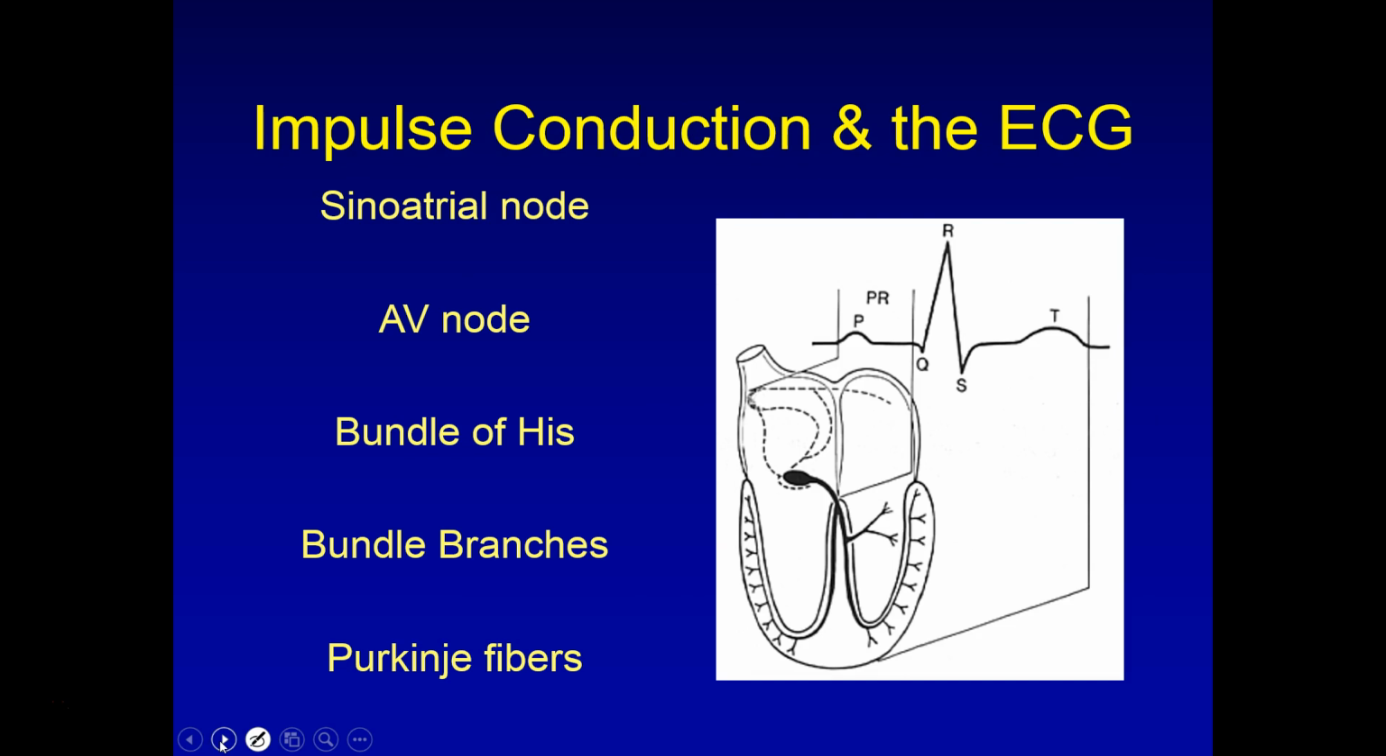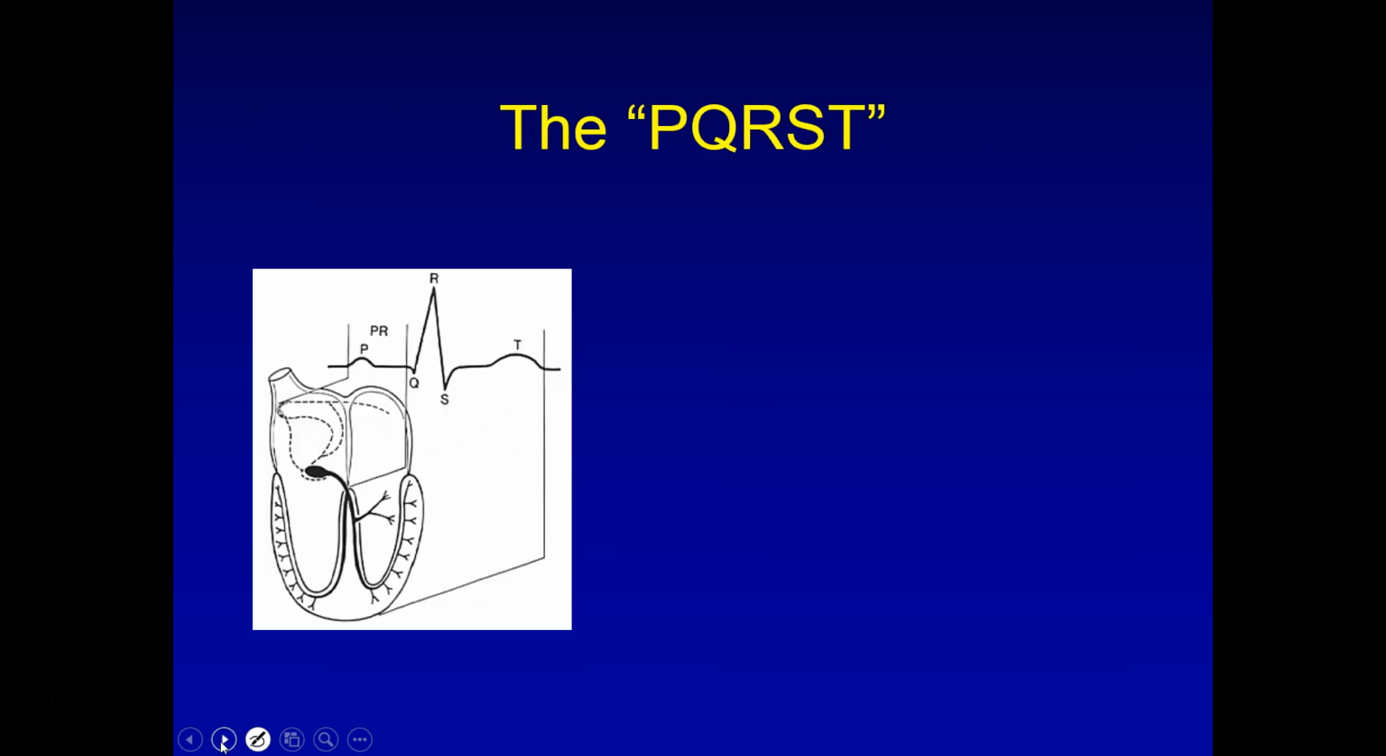So let's look at it one more time. The SA node to the AV node, down the bundle of His, bundle branches, and Purkinje fibers. Notice that when the signal went through the SA node, it generated the P wave. The segment from the time of the SA to the AV node is what you would call the PR interval. That gives the delay from the atrium.